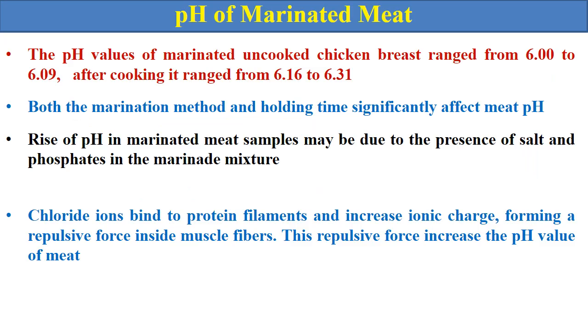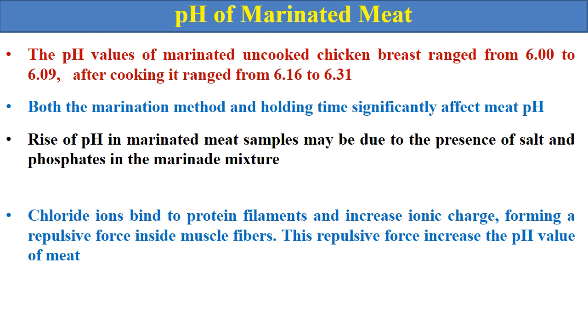The effect of marination on pH. First of all, the pH values of marinated uncooked chicken breast range from 6 to 6.09, whereas after cooking it increases to 6.16 to 6.31. So in general, marination leads to an increase in pH, and that is good, as it will improve the water holding capacity also. This increase depends on two things. One is the method of marination, another is the holding time or time of marination.